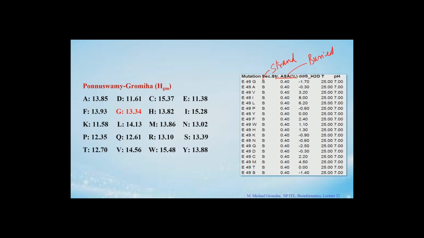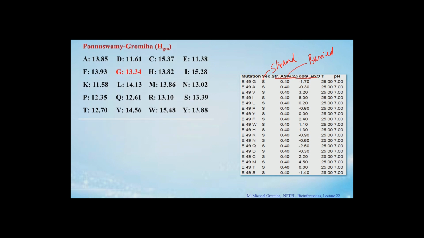So, now let us see which properties reflect better correlation with this delta delta G H2O, this is the experimental data and we have several properties. Okay, this is the buried one and a strand mutation. So, we can use the hydrophobicity values to see whether this can have good correlation or not, right. In this case, you can draw a graph. Here this is the delta HGM, right, this is hydrophobicity scale, and here you can see delta delta G H2O.